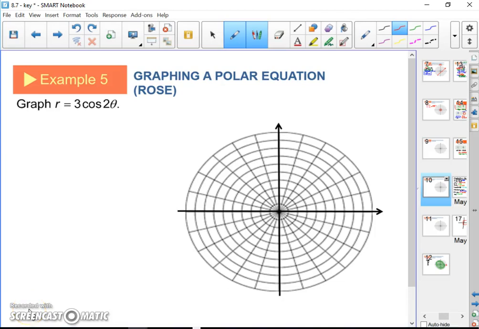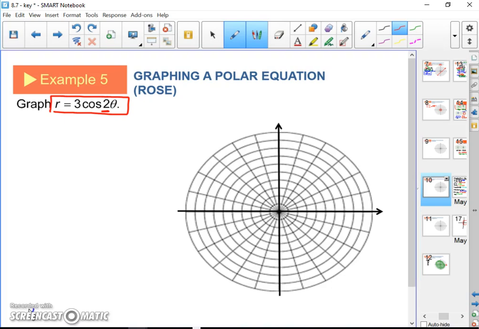Example 5, we're going to graph, and honestly, if you want to be good at this, you want to know what it looks like before you even start. So look at your equation, and hopefully you can classify this as a rose. The dead giveaway, I think, is this 2 right there. Because if that 2 wasn't there, if you had just 3 cosine theta, you know what that would be? That would be a circle. But with the 2 in there, we know it's a rose.